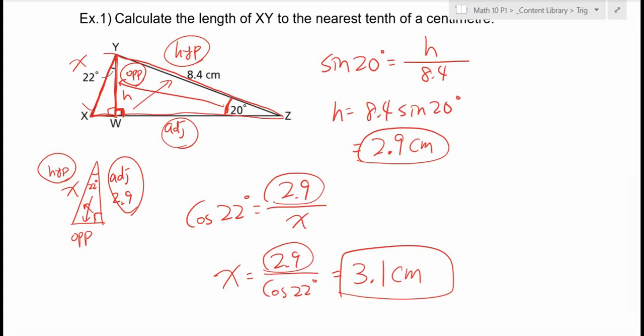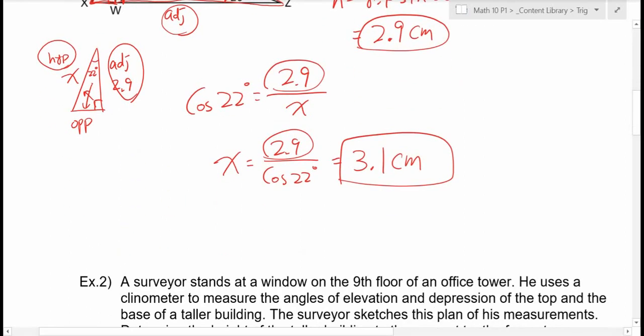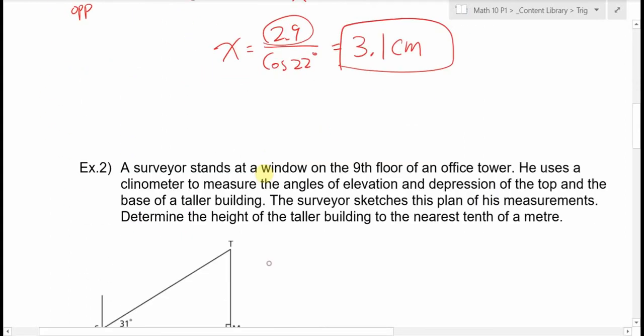Some calculators have an answer button, so you could use that as well if you wanted to. And don't use the rounded value, okay? So what I mean here is don't use 2.9, use the answer on the screen, okay? And divide that by cosine 22.